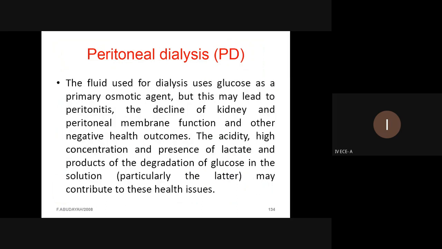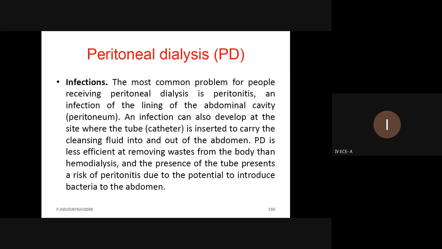The fluid used for dialysis uses glucose as a primary osmotic agent, but this may lead to peritonitis, the decline of kidney and peritoneal membrane function, and other negative health outcomes. The acidity, high concentration, and presence of lactate and products of degradation of glucose in the solution may contribute to these health issues. So, what are the major causes?